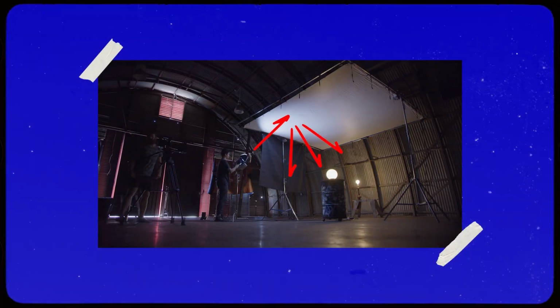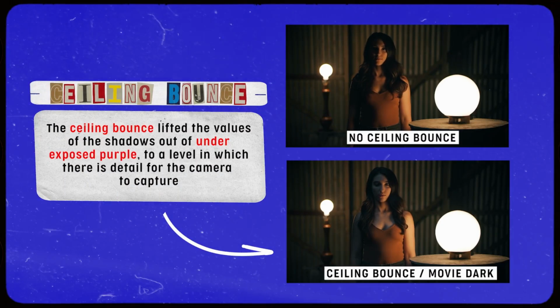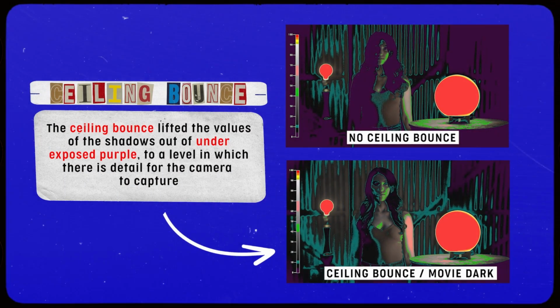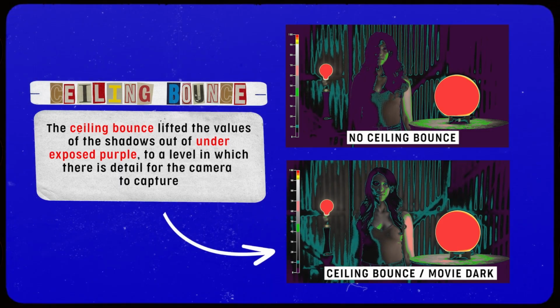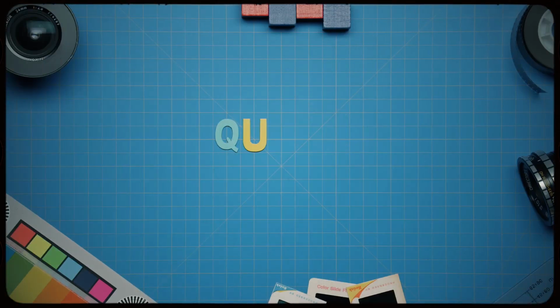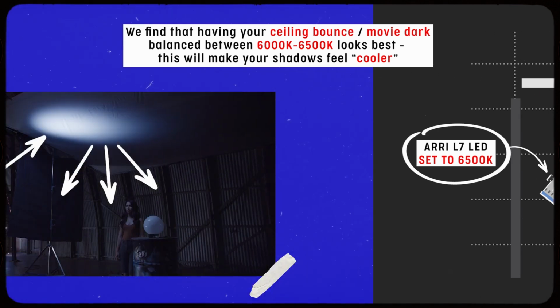And here's the ceiling bounce being used. When you look at the before and after, you can see the difference a ceiling bounce makes on the false color overlay. The shadows are no longer underexposed or purple because there's light being bounced from above, filling in those shadows. A quick tip when you're using a ceiling bounce for lighting a darker scene is to set the Kelvin of the ceiling bounce to 6500 Kelvin.